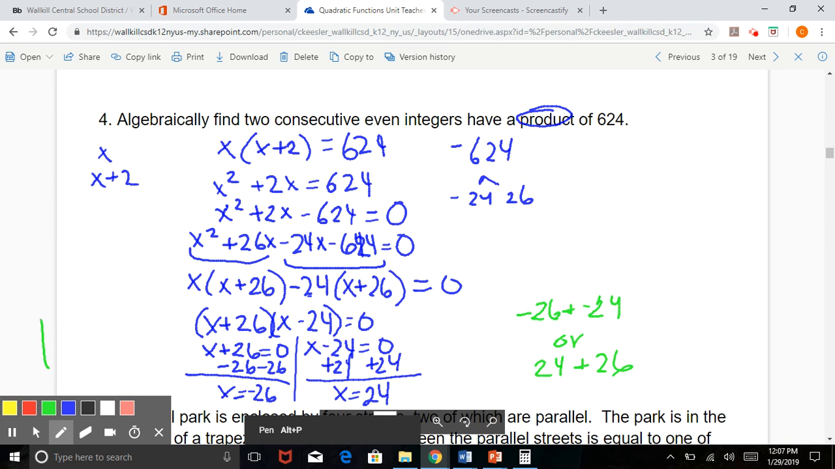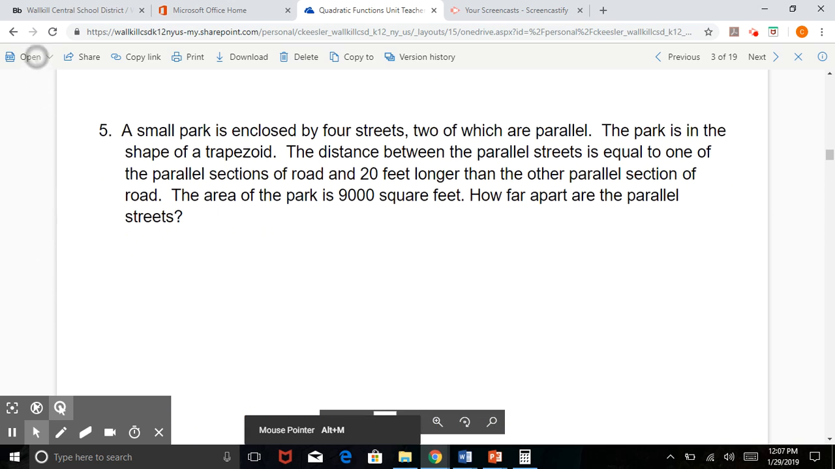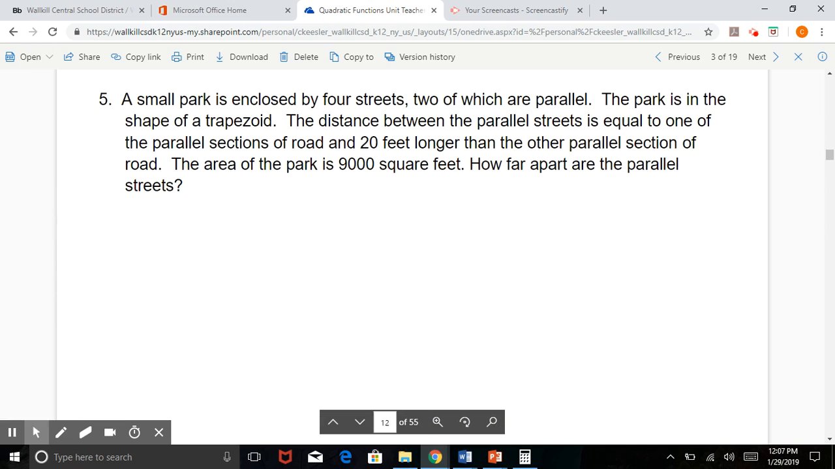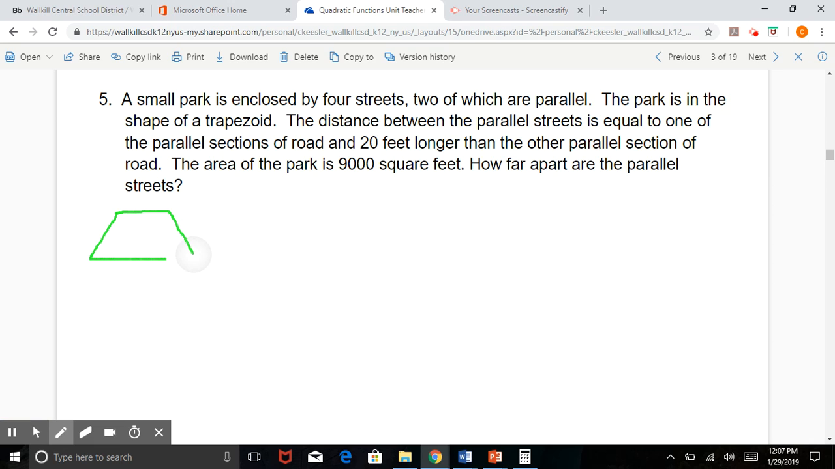Okay, now the last one I'm going to do with you is a little bit challenging. Take your time, go through it carefully with me. If you need to pause the video, make sure you do. So a small park is enclosed by 4 streets, 2 of which are parallel. The park is the shape of a trapezoid. So it would be helpful if you remember what a trapezoid looks like. It kind of looks like this. This is what we call a regular trapezoid. I'm going to pretend we're doing a regular one right now, where this side is parallel to this side.